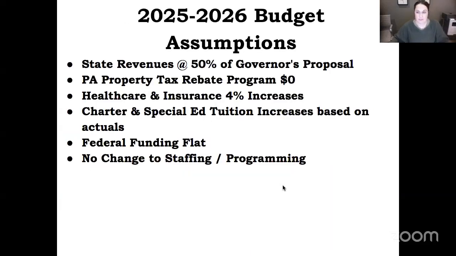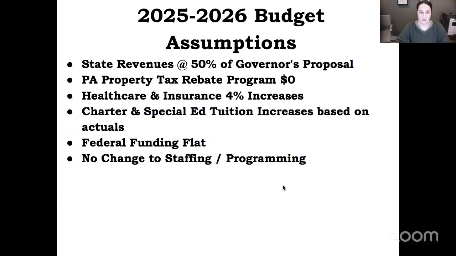So the 25-26 budget assumptions, again, we've estimated the state revenues at about 50% of the governor's proposal. We'll walk through some of those revenues so we can see what that means. This year, the 50% isn't as substantial as it was in the prior year. Last year, our budget was predicated a lot on how much we were going to get from the state because there was such a large increase. And this year, those large increases are not as large as they were in prior years.